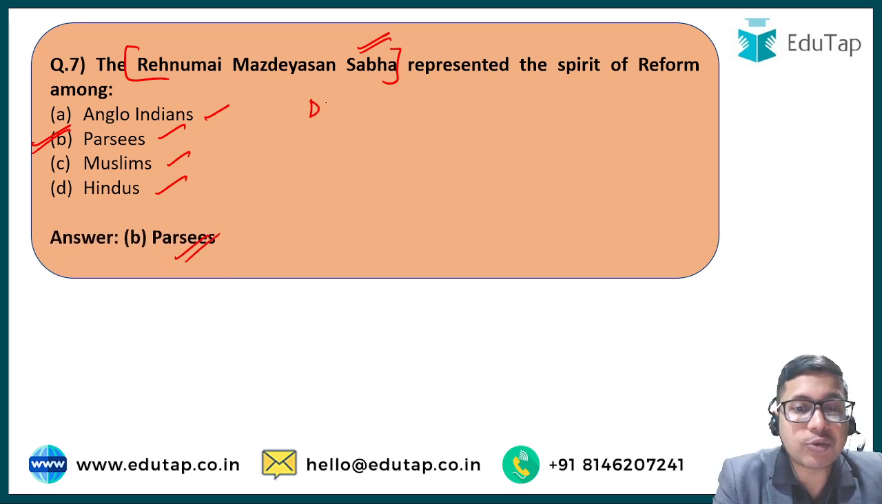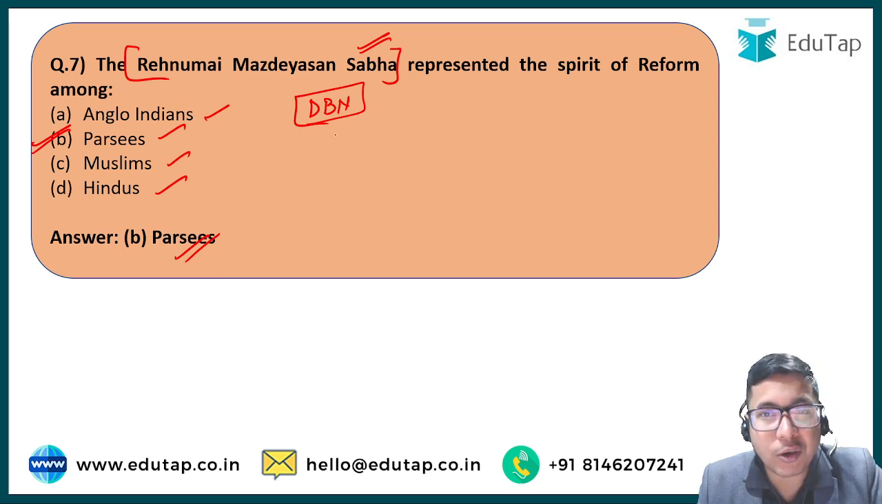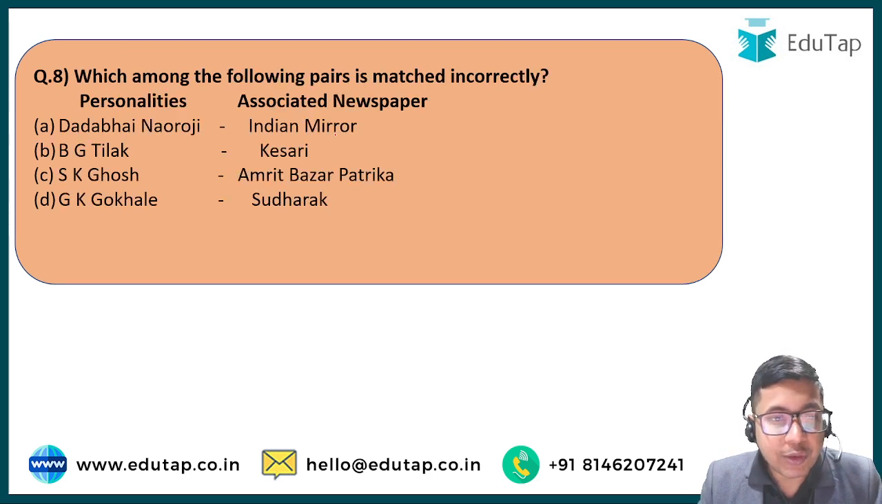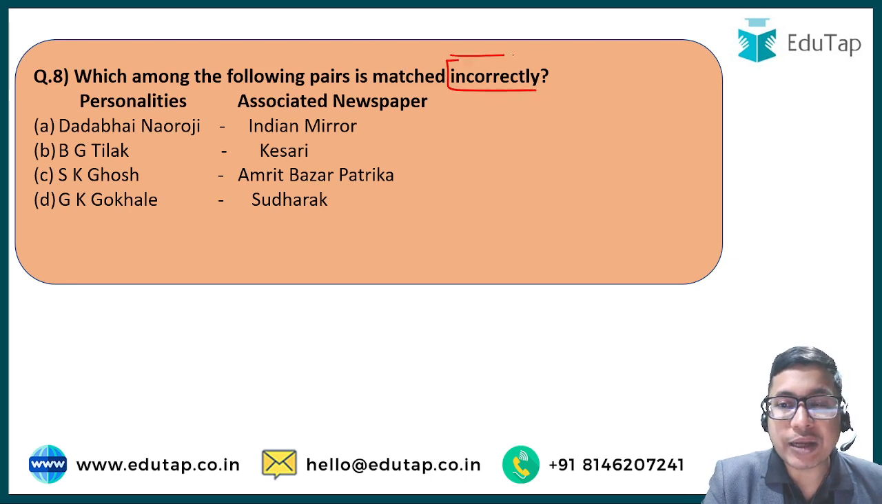Dadabhai Nauroji was one of the stalwarts of this particular organization, and he was also a modern progressive, and he wanted to reform various ills or problems in the Parsi society. So therefore, he came up with the Rehnumai Mazdayasnan Sabha along with some other Parsi leaders. Next up is question number 8. Which among the following pairs is matched incorrectly? Now, the incorrectly matched pair has to be answered.